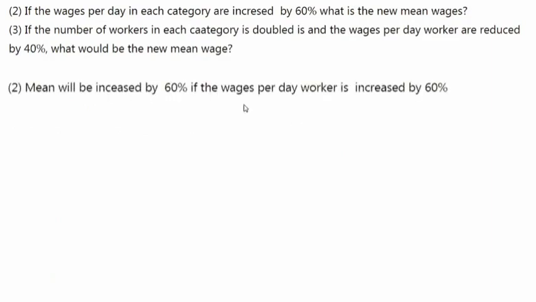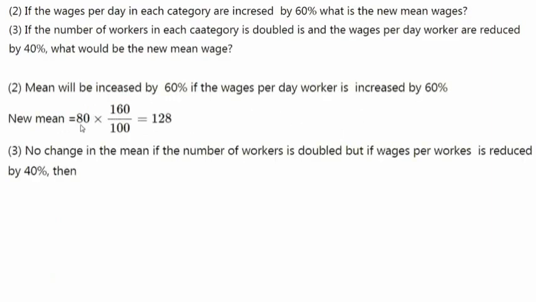So the new mean becomes, see, earlier it was 80, multiplied by, in 100% you are increasing by 60, right? So it becomes 160 divided by 100, is equal to 128. Okay, so do the cancellation, and this turns out to be 128.